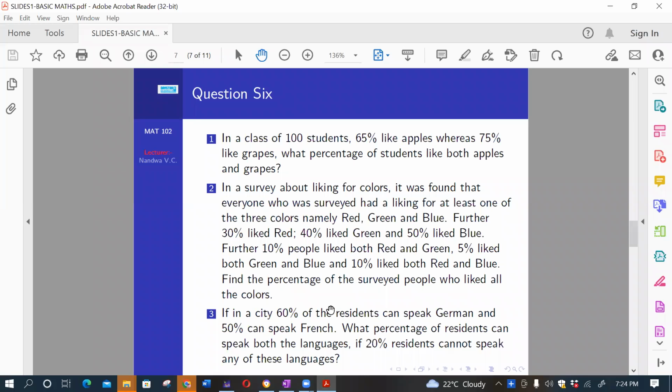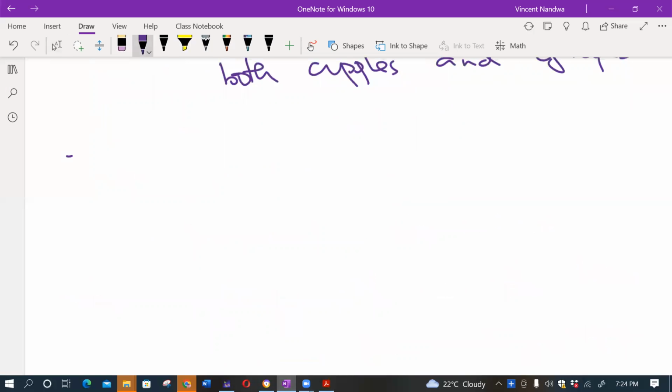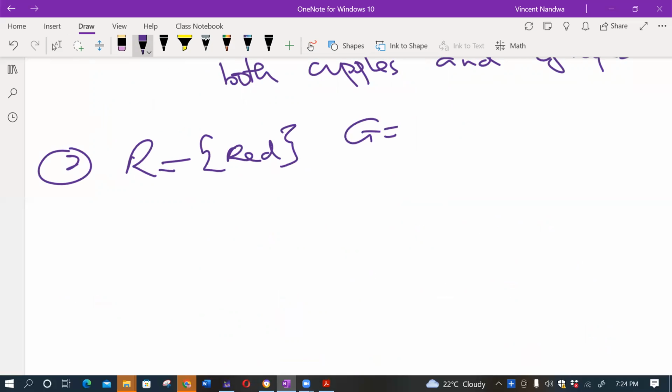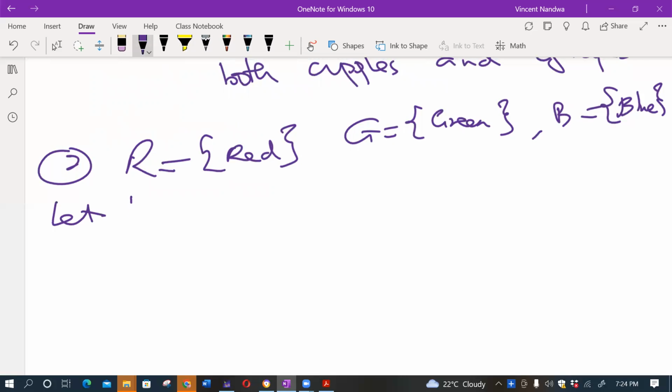So we have three main sets: red, green, and blue. So let R be those who like red color, G those who like green color, and B those who like blue color. Now we can let the total number be 100 because things are given in percent.